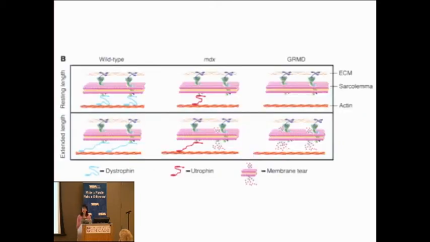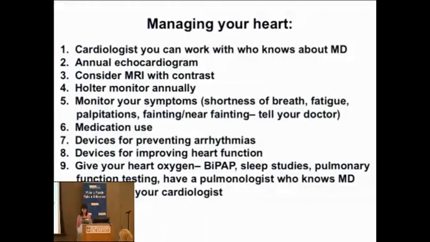And that just works by stabilizing the plasma membrane, and that's what's shown here. So let's just summarize a little bit. So how do you manage your heart? You want to stay on top of this. You don't want to learn about it after it's happened. You want to be right up front, being proactive, making sure you're taking care of it. Find a cardiologist you can work with, and find a cardiologist that knows something about muscular dystrophy.